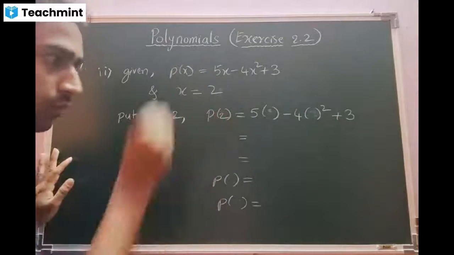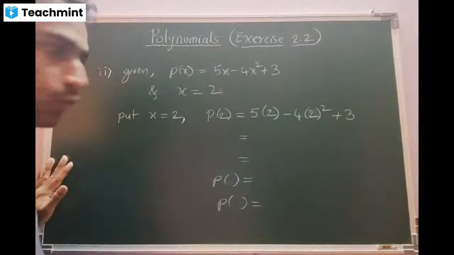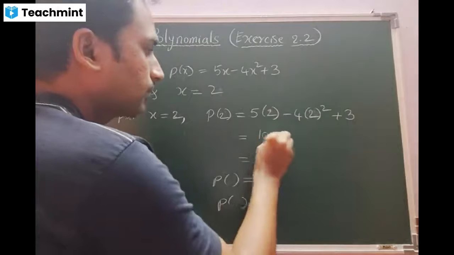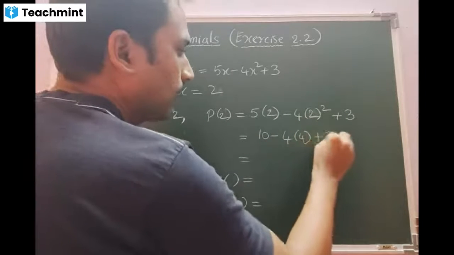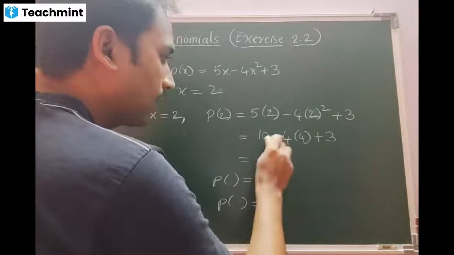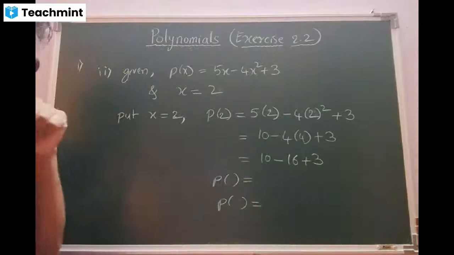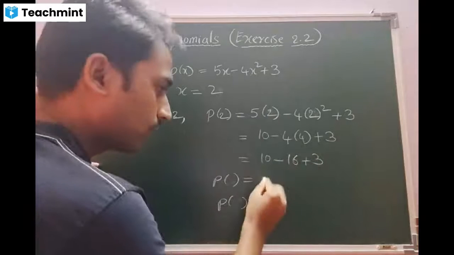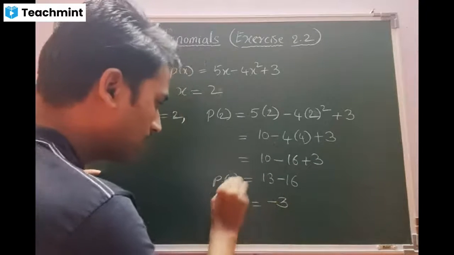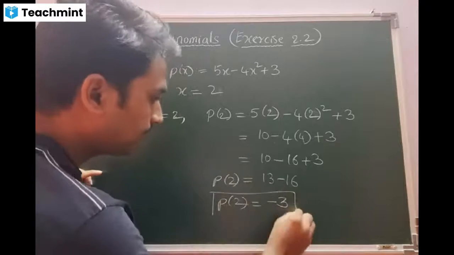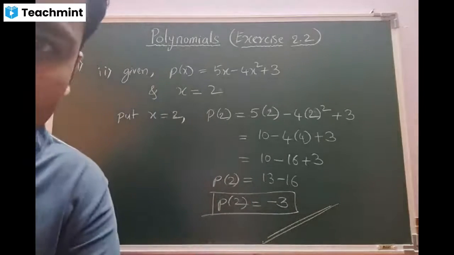So it becomes P of 2 as usual. 2 here, 2 here. If I try to solve, 5 2s are 10, minus 10. 4, 2 2s are 4, 4, plus 3, then 10, minus 4 4s are 16. 16. Am I right? Then positive 13 minus 16. So finally, it is minus 3. Am I correct? Yes, sir. Beta, copy it fast.